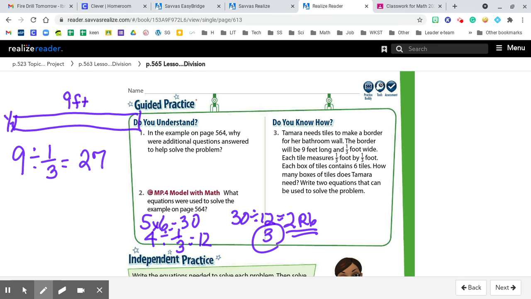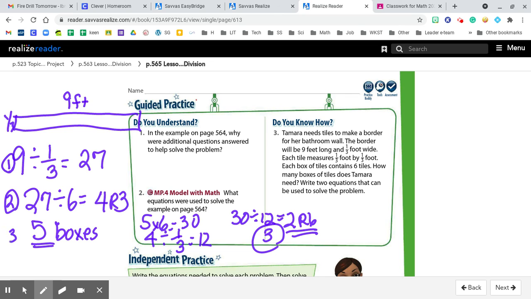If each box has 6 tiles, you need 27 tiles divided by 6 equals 4, remainder 3. So she's going to need 5 boxes of tiles. She's going to have 3 tiles left over, but she'll need 5 boxes altogether. So here was our first equation, here was our second equation, and here's the interpreting the remainder on that one.